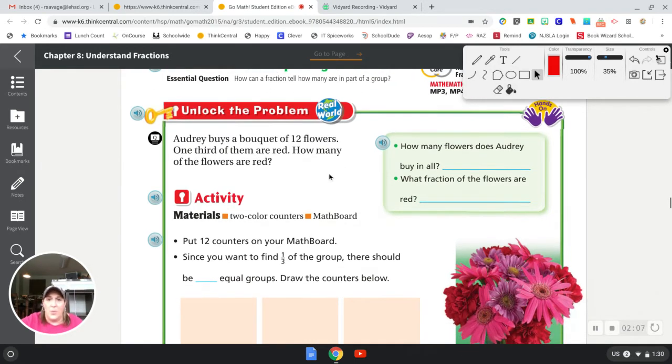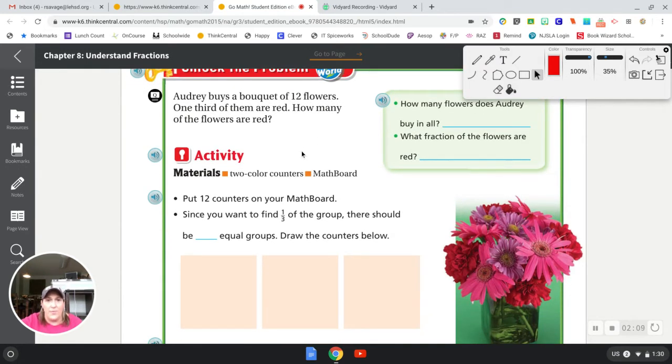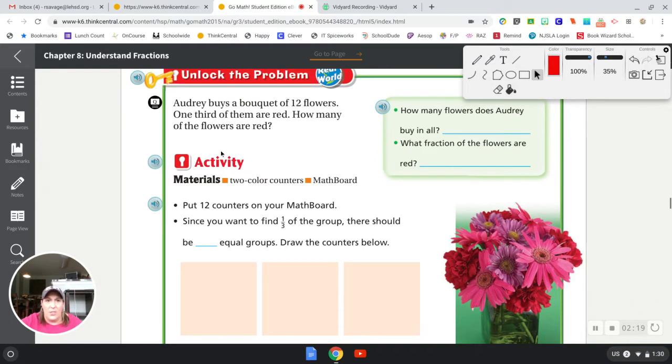All right, so let's look at this problem. It says Audrey buys a bouquet of 12 flowers. 1/3 of them are red. How many of the flowers are red? Okay, so let's look at these questions. How many flowers does Audrey buy in all? Well, I know from reading here, Audrey buys a bouquet of, my line isn't that straight, 12 flowers.